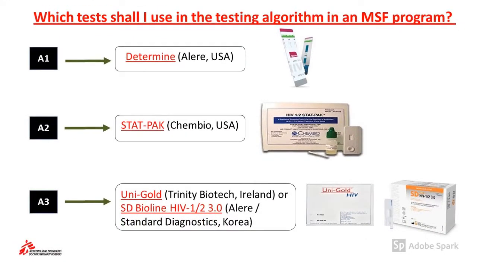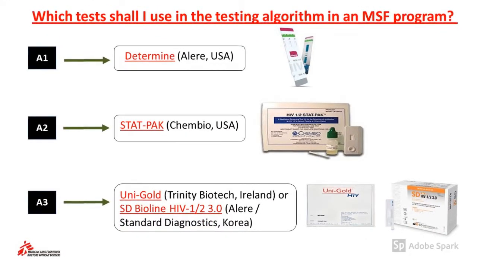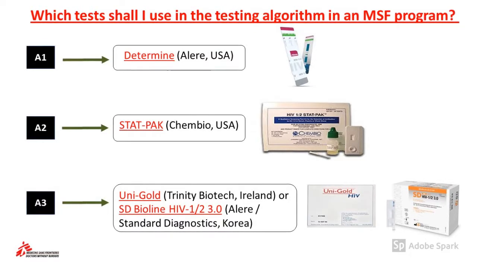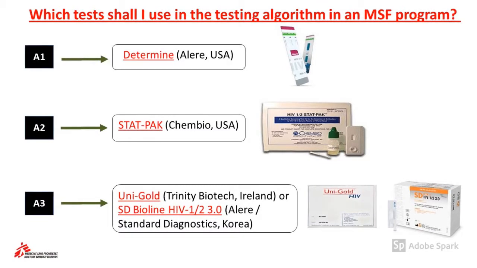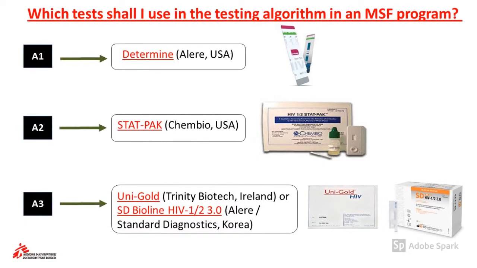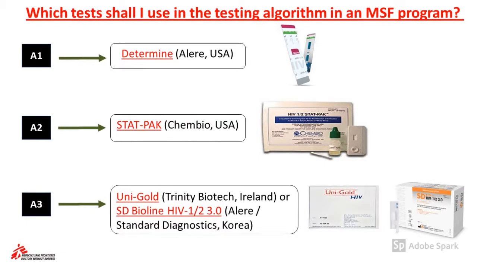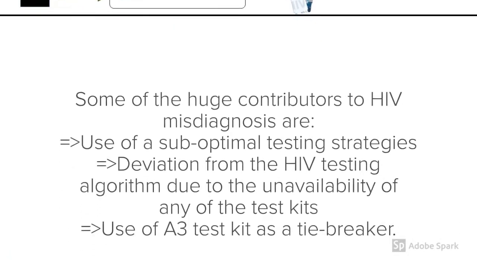If working within an MSF program, please follow the correct algorithm as per MSF HIV testing guideline. Remember that an algorithm is a specific brand of test kit combinations that must be followed for A1, A2, A3 serially. But if you're working within a National Department of Health program, please follow the Department of Health's algorithm.